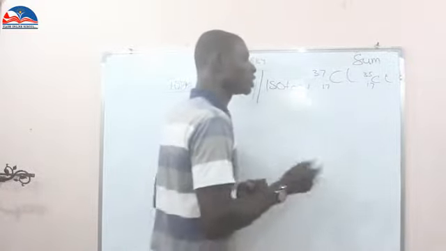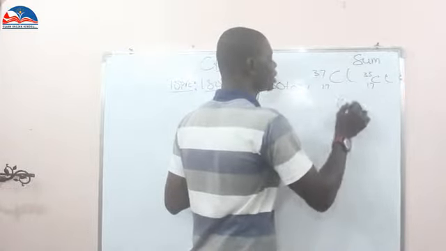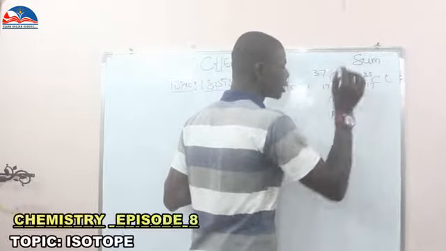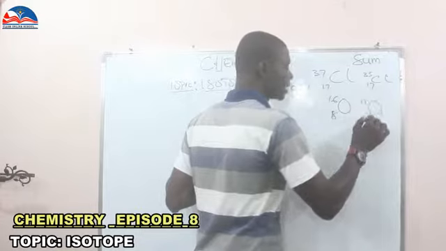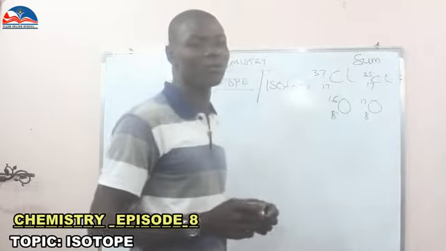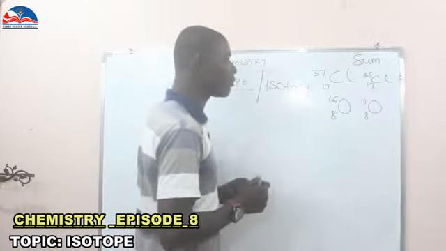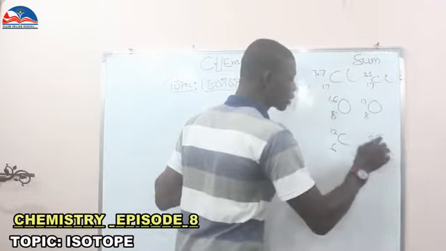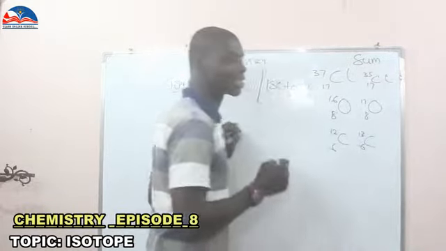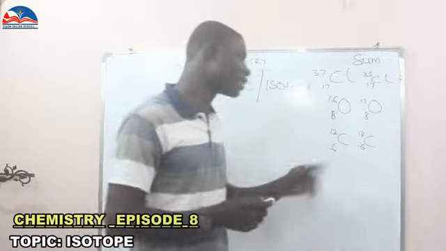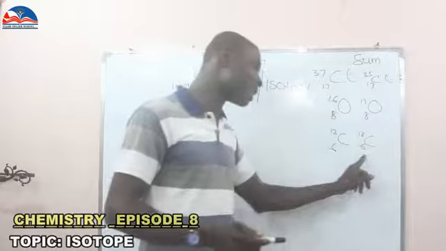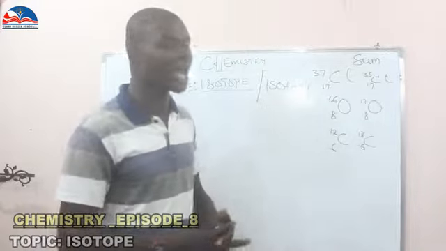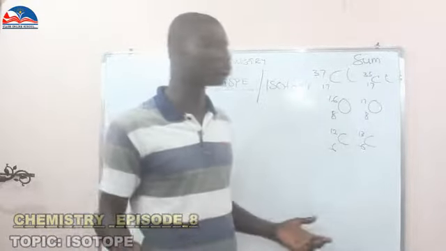Now we have oxygen. Let me still give you more examples. We have oxygen 16 and 8, and oxygen 17 and 8. This is an isotope of oxygen. We also have carbon, carbon of 12 and 6, and we also have carbon 13 and 6. This is an isotope of carbon, an existence of this carbon in two ways, with the same atomic number but different mass number. We still have magnesium, and other elements that occur as isotopes.